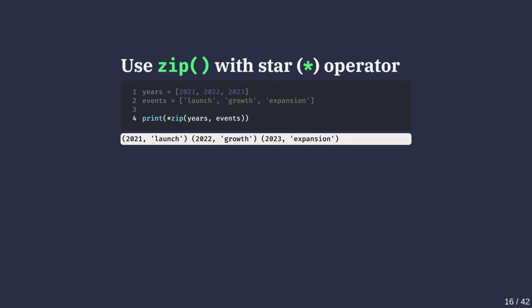To print all the tuples inside the zip object at once, we can use the star operator. This unpacks all the contents automatically, as we can see in this code.